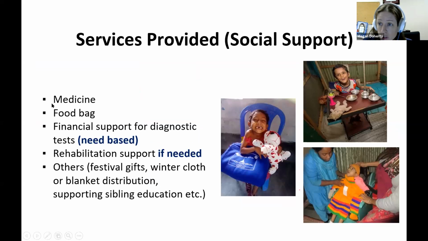We also give a lot of social supports because the families are not that well off. Medicine, food bags, financial support for diagnostic tests if they have to go for more treatment beyond our program. Rehabilitation support, if they need it, they can go to a special rehabilitation program for several weeks. And we give gifts for festivals, winter clothing, blankets. We support the siblings' education, etc. So there are many things you can do that are non-medical, but sometimes make a very big difference for these families.